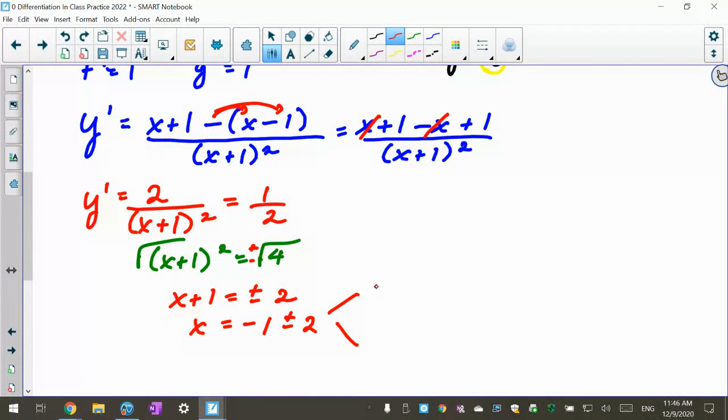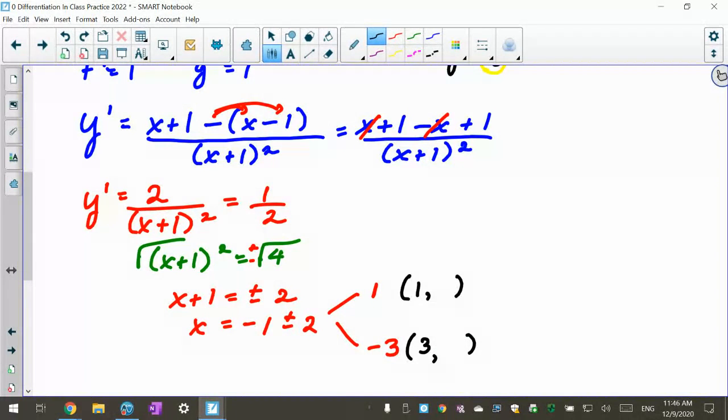Negative 1 plus 2 is a 1. Negative 1 minus 2 is a negative 3. So those are my x values. So I have the point 1 something and negative 3 something. Now I have to find the y's.